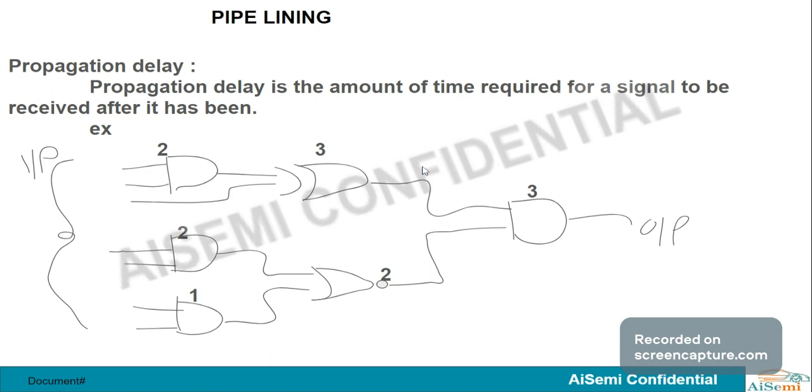2 plus 3 is 5, plus 3, total 8 milliseconds. 2 plus 2 plus 3 is 7 milliseconds, and 1 plus 2 plus 3 is 6 milliseconds. Here the highest time is 2 plus 3 plus 3, which is 8 milliseconds. This path is known as the critical path, and the total propagation delay is 8 milliseconds.